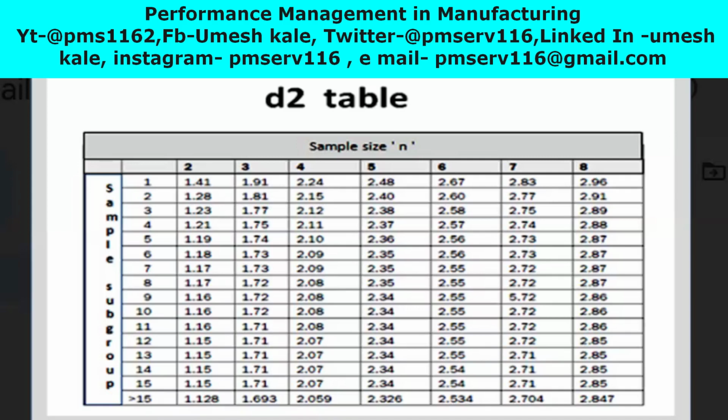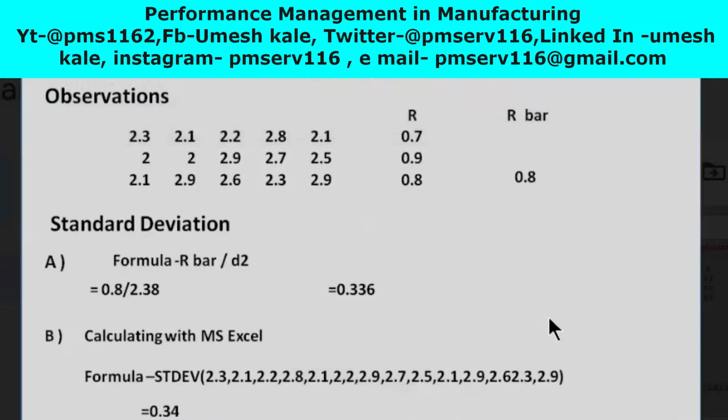Then we will consider an example of the process capability study. Here are 3 sets of observations, each having 5 observations. The first set is 2.3, 2.1, 2.2, 2.8, 2.1. The second set of observations is 2, 2.9, 2.7, 2.5. The third set is 2.1, 2.9, 2.6, 2.3, 2.9. The R value of each set is, first, 0.7, that is the range of the first 5 samples. The second R value is 0.9 and the third is 0.8, and the R bar value is 0.8.